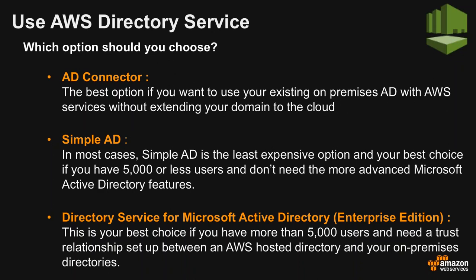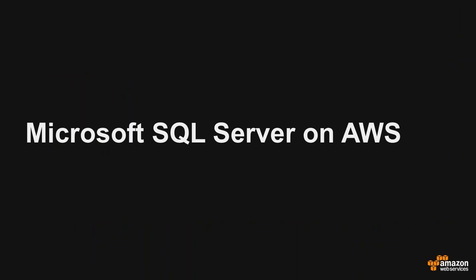Now, we also have an Active Directory service based on Microsoft Active Directory Enterprise Edition. Again, this is a fully managed service, which is really good if you have a requirement for 5,000 users or more, and you need a trust relationship set up between the AWS hosted directory and your on-premises directory. This is based on Windows Enterprise Edition 2012 and is a fully managed service as well.